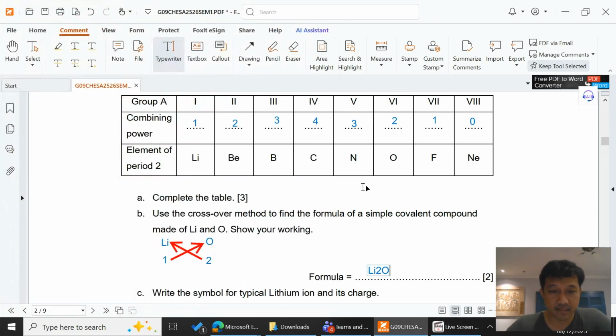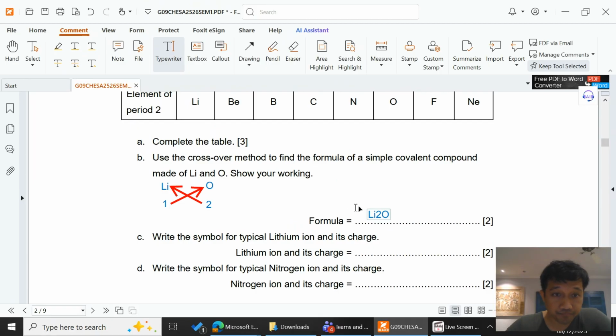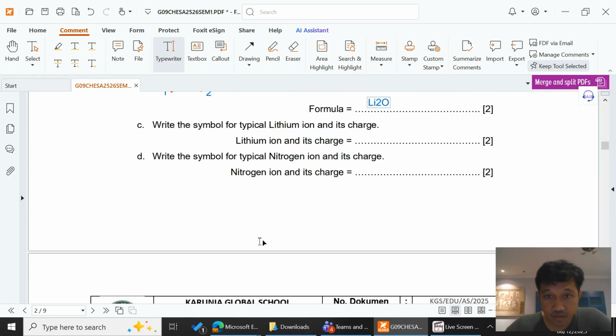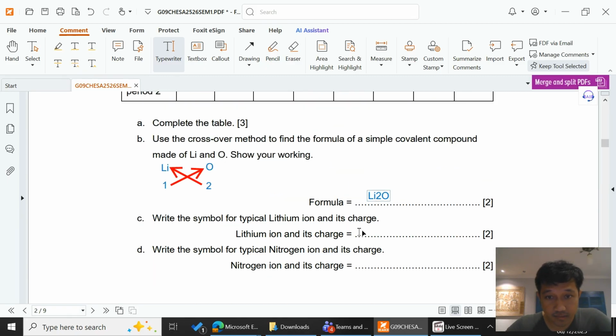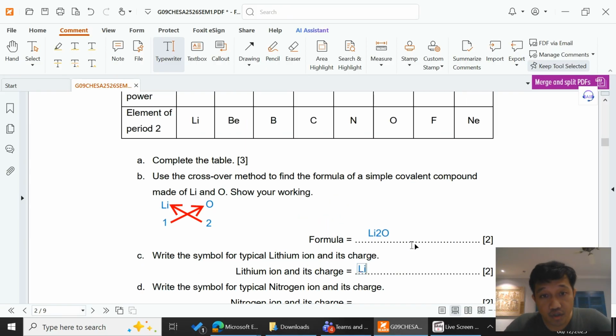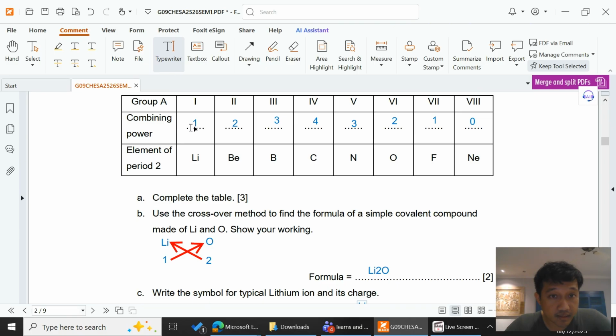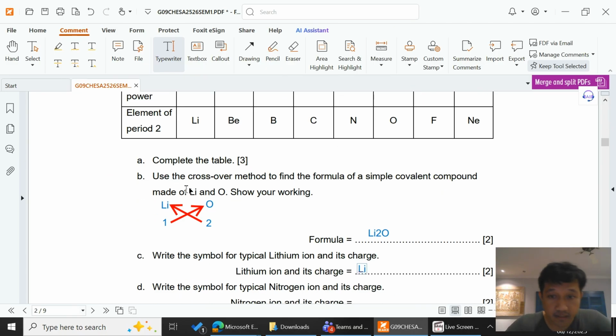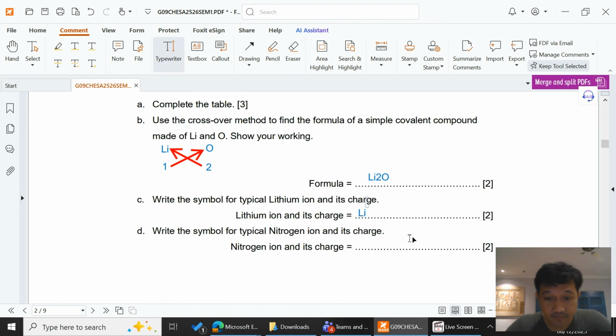Now let's continue. After the crossover method, now we write the symbol for a typical lithium ion and its charge. It's quite easy. So the lithium ion is Li. And the charge of the lithium ion, just look at the combining power of lithium. It's 1, and it's on the left. On the left means it's positive. It's 1 means the charge is only 1.